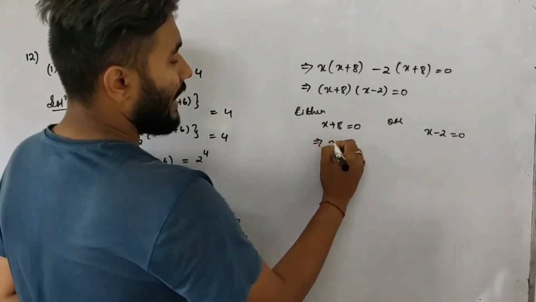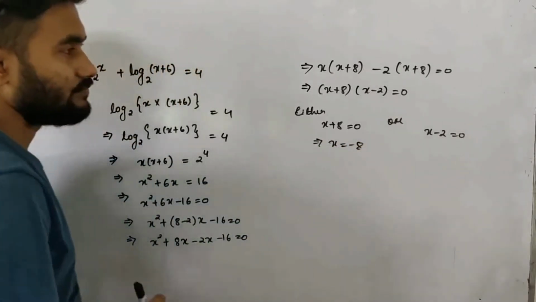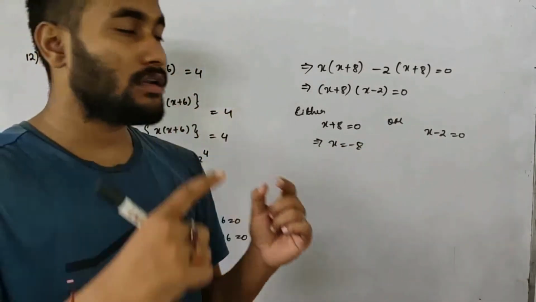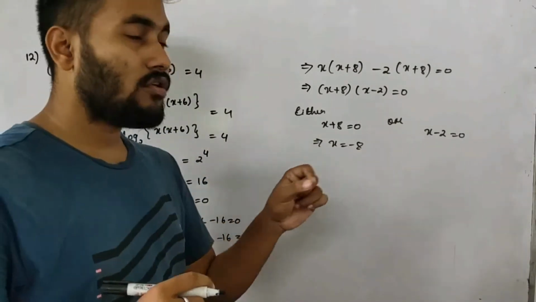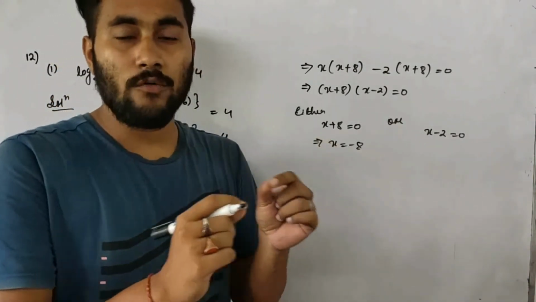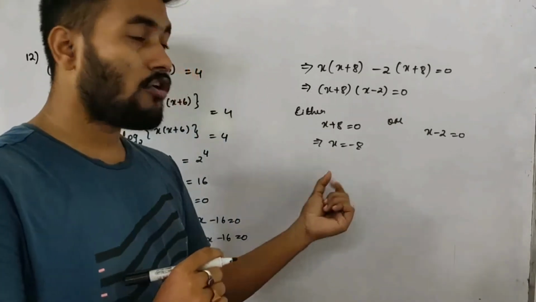Okay, so from here what will we get? X is equal to -8. In polynomial you have got what? These are zeros, isn't it? In polynomial what do we call the value of the variable that makes it 0? The 0 of the polynomial. This is the 0 of the polynomial.